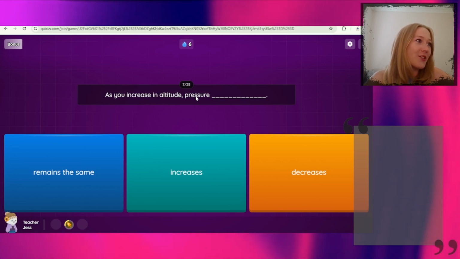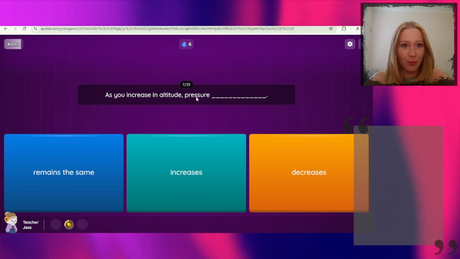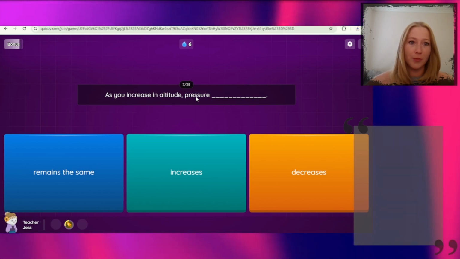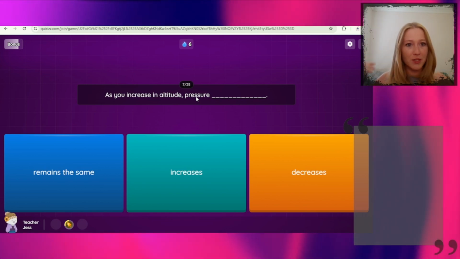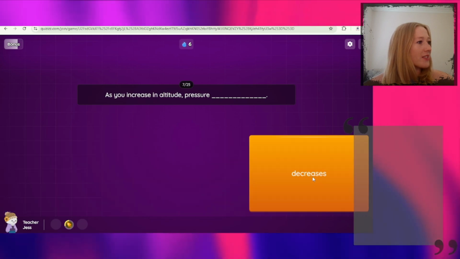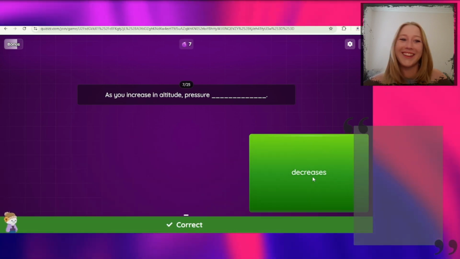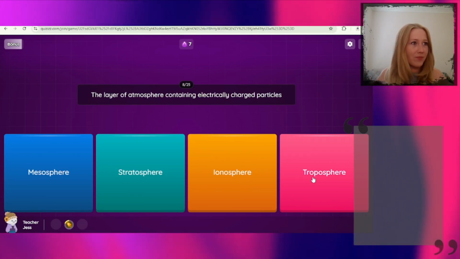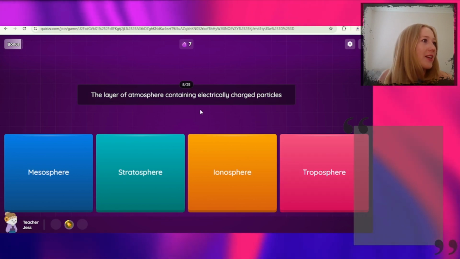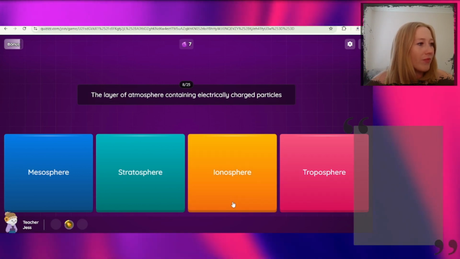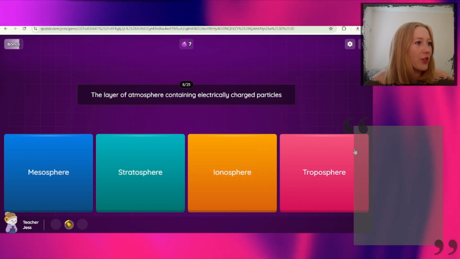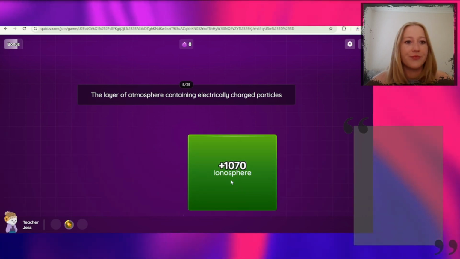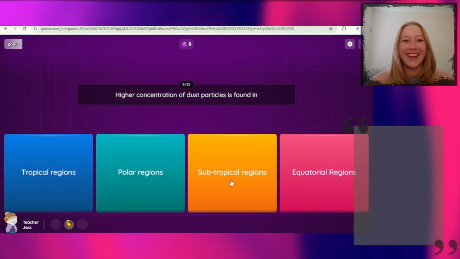As you increase in altitude, pressure, okay, we haven't actually looked at pressure, but pressure decreases. That's because all of the weight of the atmosphere sits at the bottom. So as you move up, you have less atmosphere pushing down on you. So it decreases. Yay. The layer of the atmosphere containing electrically charged particles. I'm going to say ionosphere, even though it does overlap with the troposphere and the mesosphere. That is the layer. Yes. Yay!